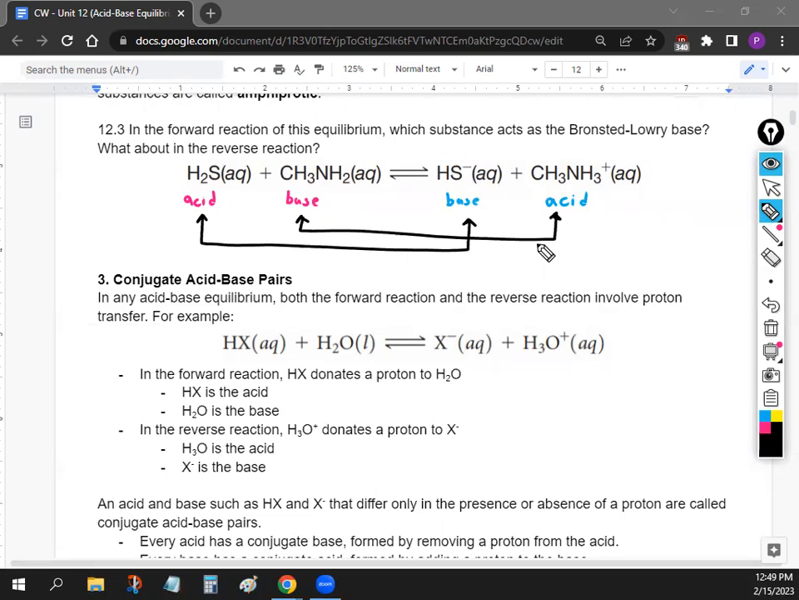Yeah, most acid-base reactions are reversible. There are some that are very strongly inclined to go one way, and those are the ones we'll memorize.